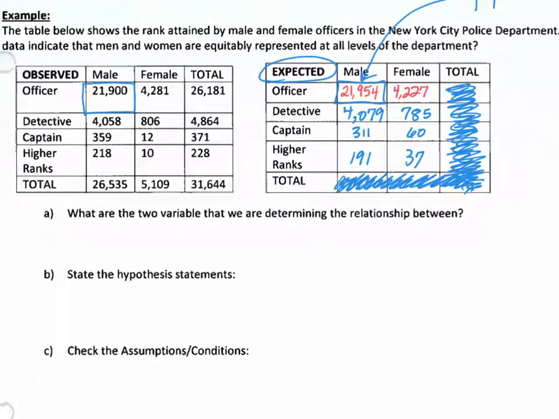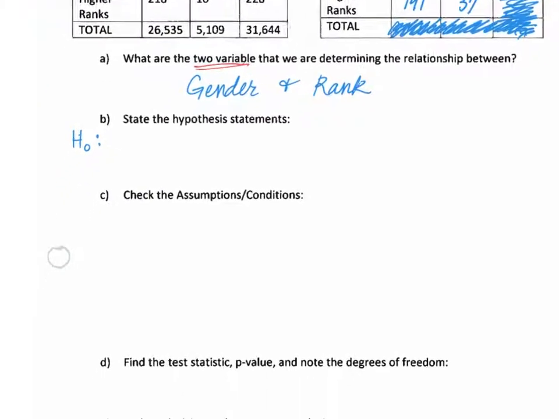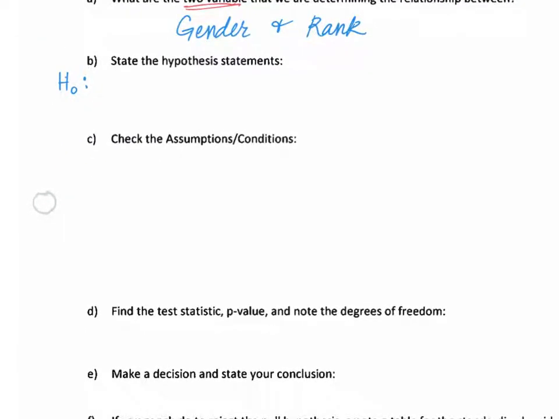Now, what are the two variables that this problem is talking about? Gender and rank. Good. Gender is one of the variables, male and female. And rank is the other one. Very good. Now, let's talk about how to do the null hypothesis and alternative.